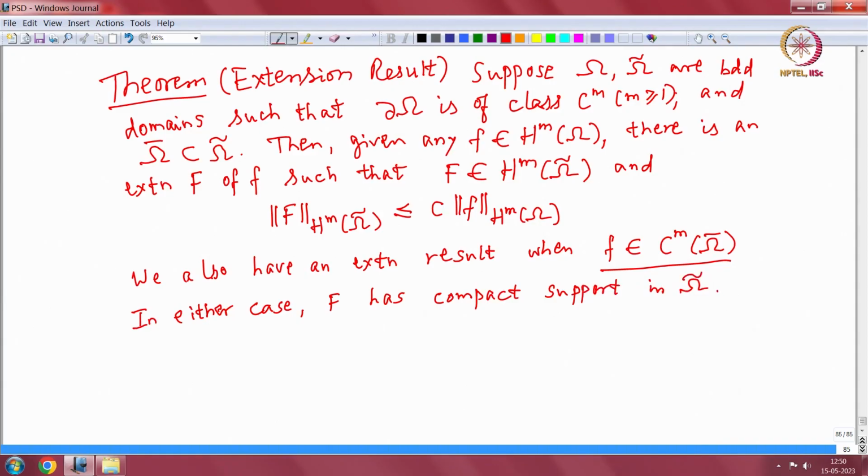And as we have already seen, that helps us in obtaining density results. Since F has compact support, we can take its mollifiers, and those mollifiers will approximate our little f. That we will see next. Okay, so this is the extension result. This is for a general domain, and we are putting this hypothesis on the smoothness of the boundary.